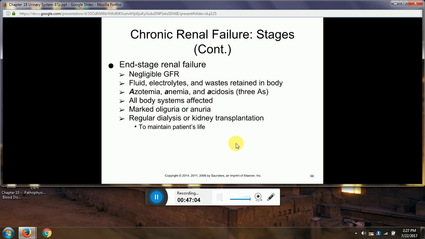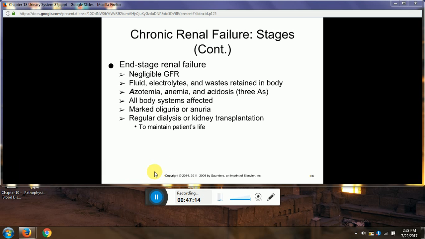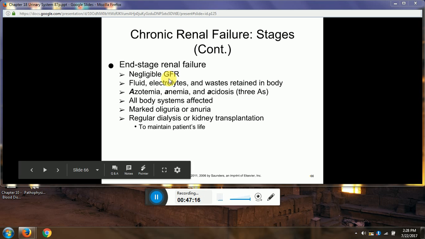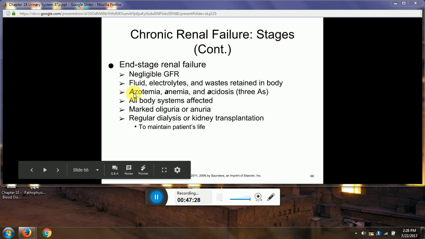Manifestations of chronic renal failure. To diagnose end-stage renal failure, there is zero or negligible glomerular filtration rate. Everything is retained in the body because the kidney isn't getting rid of anything. So fluids, electrolytes, and wastes are all remaining in the body. We have the triple A's: azotemia, anemia, and acidosis.